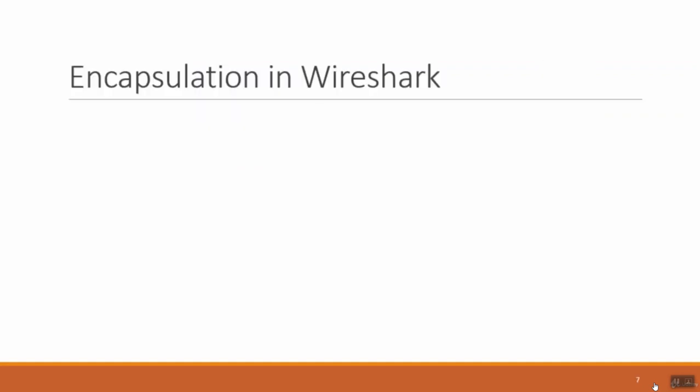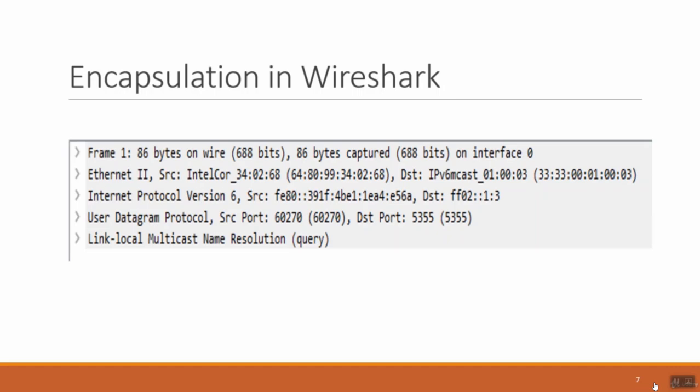Encapsulation. We now want to look at this in our tool Wireshark. As this image shows, we have the data all encapsulated within the frame. This is followed by the Ethernet, and then the IP, followed by the encapsulated protocol, which in this example is UDP. This shows us how the network protocols are contained within one another.